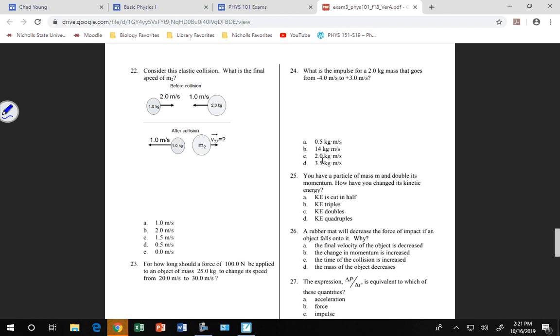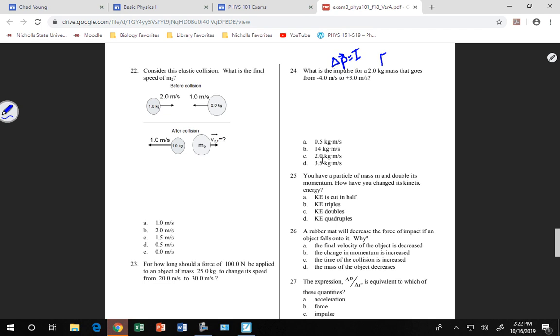Number 24 here, what is the impulse? You've really got to know what impulse is, right? Do you remember what impulse is? It's just a fancy word for what? Change in something? Yeah, but that's, oh no, that's the force. So impulse is equal to a change in momentum.